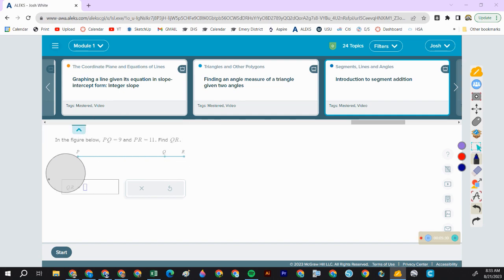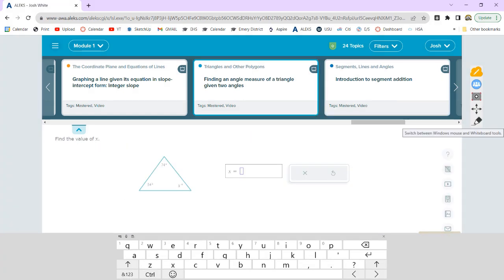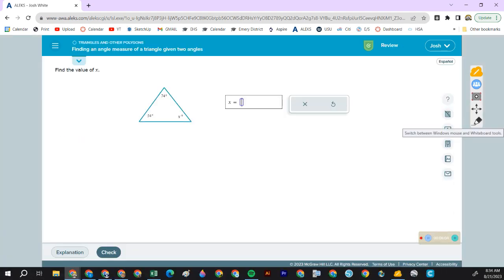What if I told you that this length was 8 and this length was 4? How big is that length? 12. And we can do that with segments or with angles. So if angles or segments are next to each other and you know some of the information, then you can use addition or subtraction to figure out the rest of the information. We'll do both. Sometimes there's not enough information in ALEKS, or I don't like the way that they set it up. So here we have a triangle.